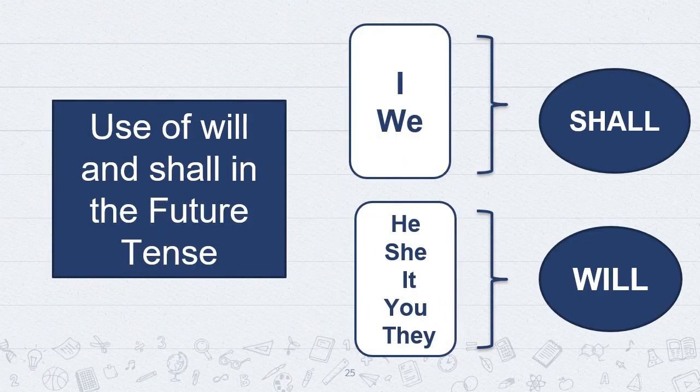We have already read use of will and shall in our first lecture of tenses. Now let us revise that once again. We will use shall with I and we, and we will use will with he, she, it, you, they.